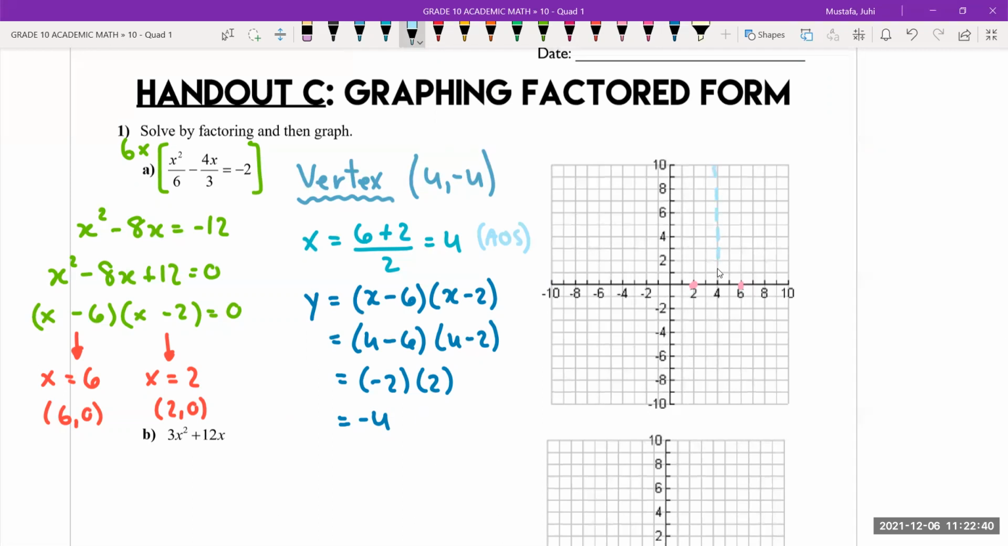This is where my axis of symmetry is going to be. You don't have to draw that, but if you wanted to know, it's just this one right here. X is equal to 4. And then at 4, -4, we're going to have our vertex.